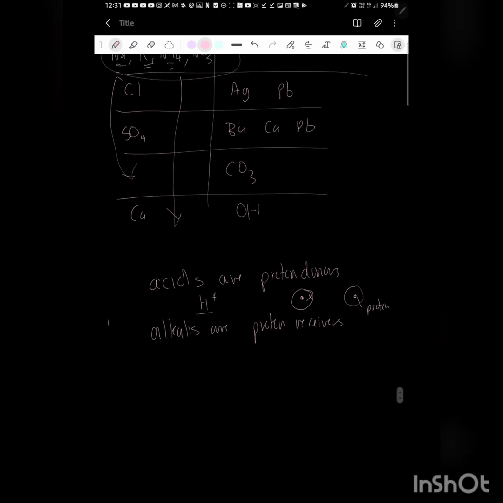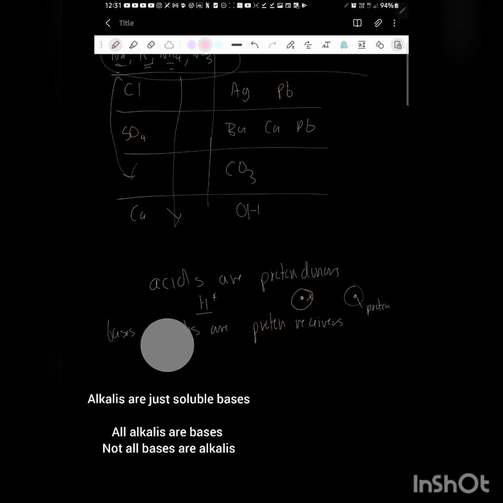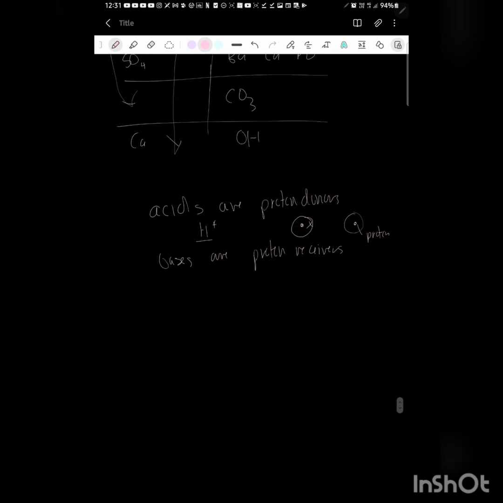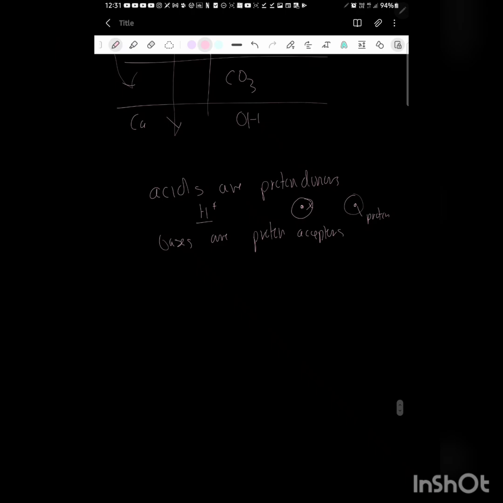And alkalis or bases, bases, not alkalis, are proton receivers. Let's just check those bases. Oh, okay, proton acceptors, same difference. Okay, so basically that means they take the H plus. So you know when acids and bases react, you get a neutralization reaction, which is just water and salt, right?